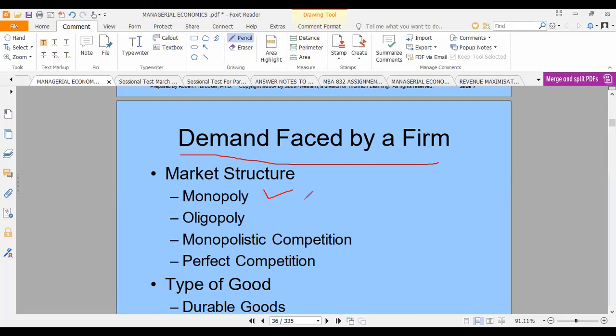Demand is inelastic, meaning people can only complain, but the price will remain the same. The good is unique. The firms have economies of scale.